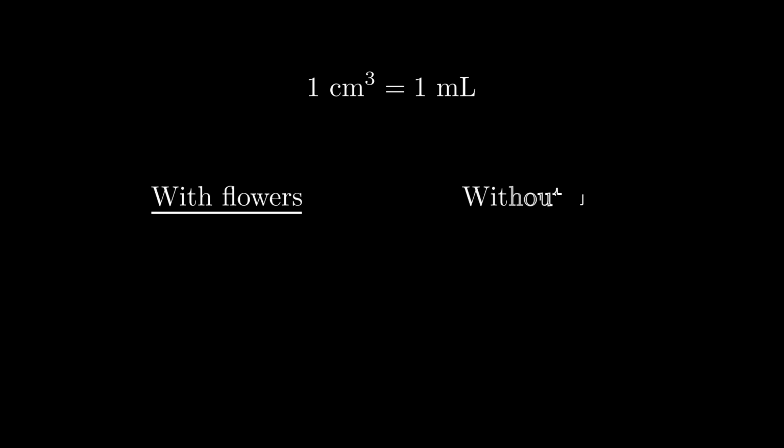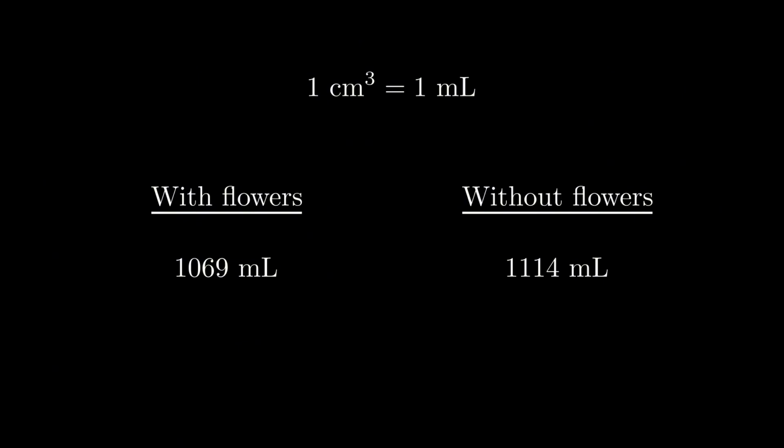Since 1 cubic centimeter is equal to 1 milliliter, we get that the vase's volume with and without the flowers is 1,069 milliliters and 1,114 milliliters, respectively. Let's see if our estimates are correct.